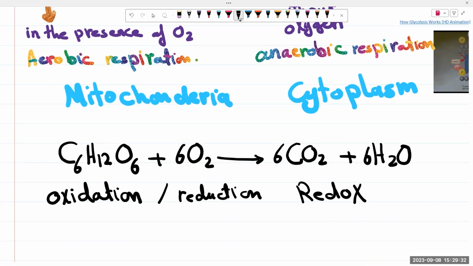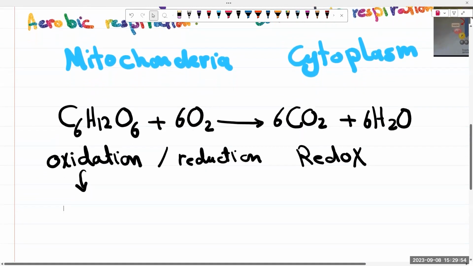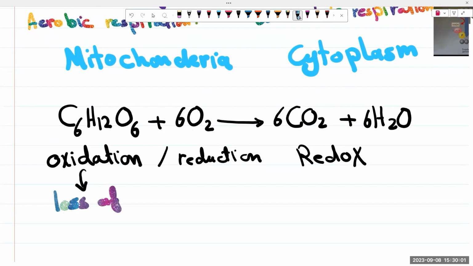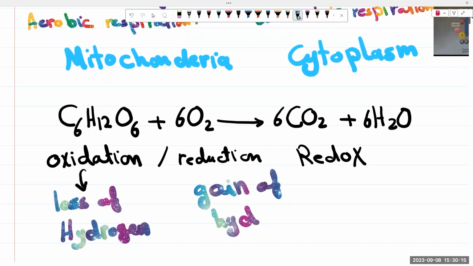There are different definitions for oxidation and reduction. Usually in organic or biochemistry, we define them by the concept of hydrogen gain or loss. Based on gaining or loss of hydrogen, oxidation means loss of hydrogen, and reduction is gain of hydrogen.